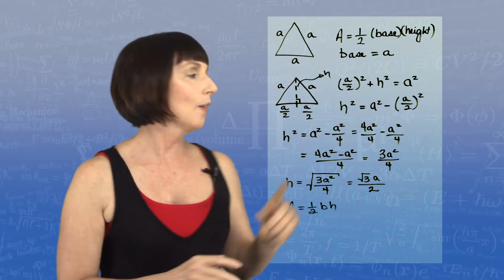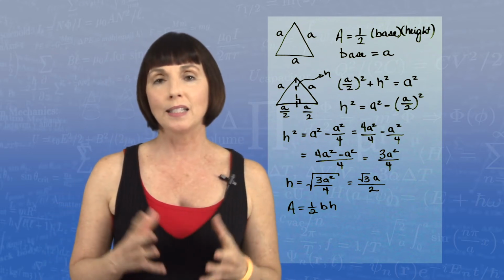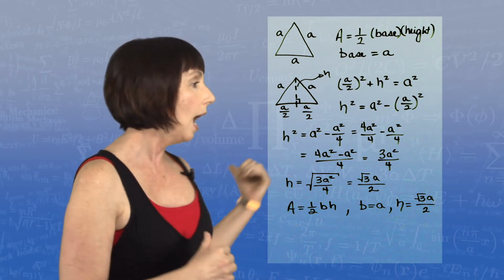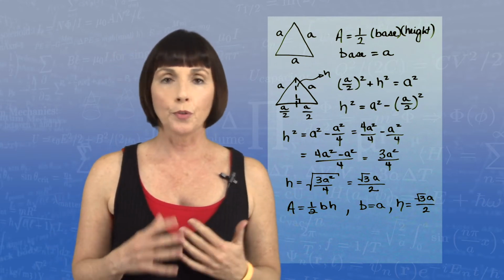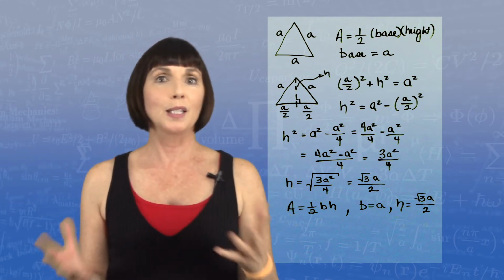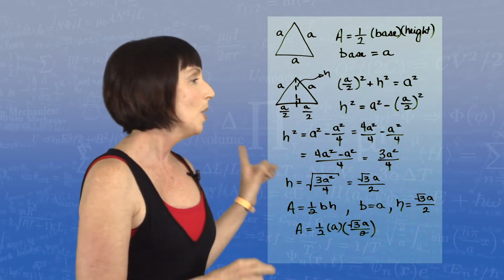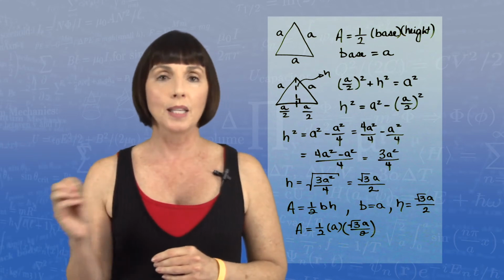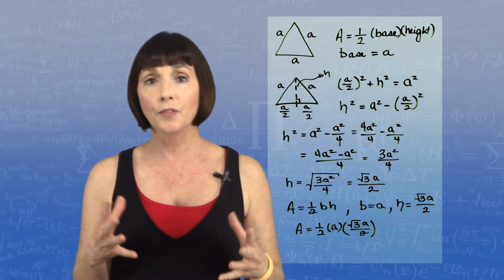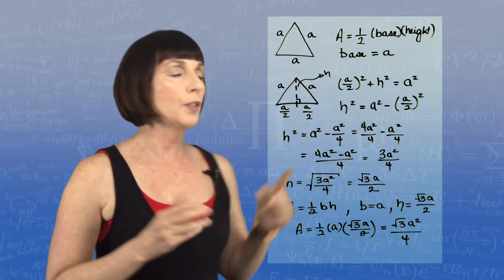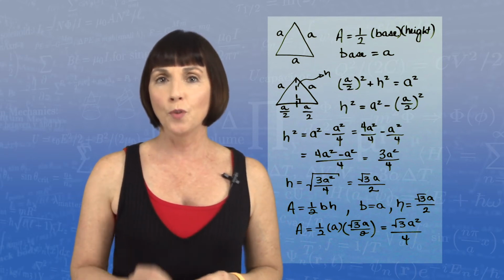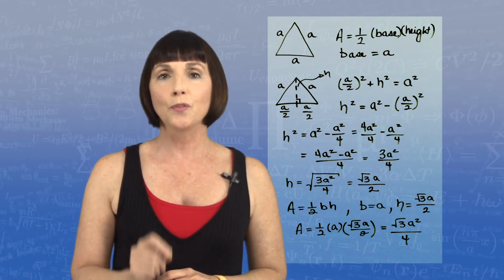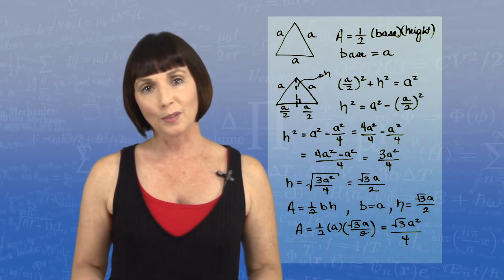All right, now our area is equal to 1/2 base times height. Our base is equal to our side length a. Our height is equal to the square root of 3 times a over 2. So let's plug it in. We get 1/2 times a times the square root of 3 times a over 2. And simplifying that, we get the square root of 3 times a squared over 4. A equals the square root of 3 times a squared over 4 is the area of an equilateral triangle.